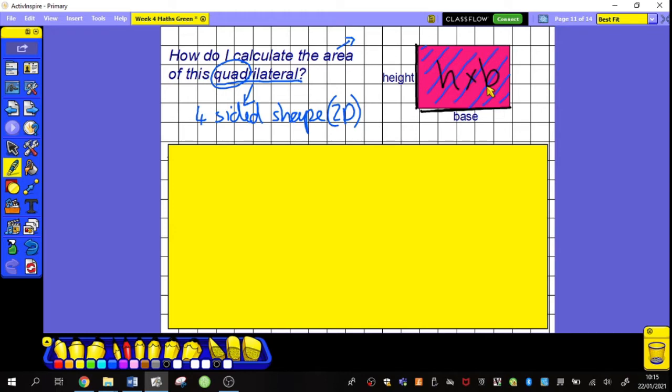Now the height could be this side, it could be this side, and the base could be at the bottom or it could be at the top, because that side is the same as that side and these sides are the same as these sides. Notice today that I might have one line to show that those two sides are the same length, but if there are two different sides the same length, notice how I've done two little lines to show that those two sides are the same length and that my height is different to my base there.